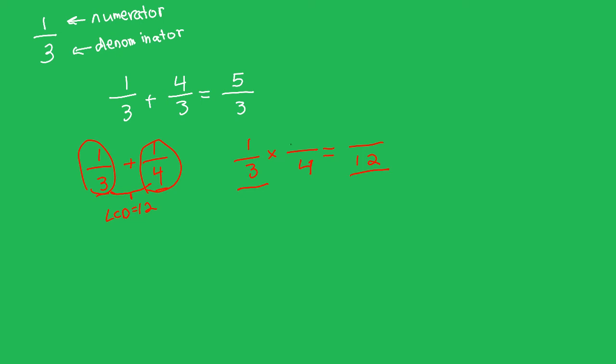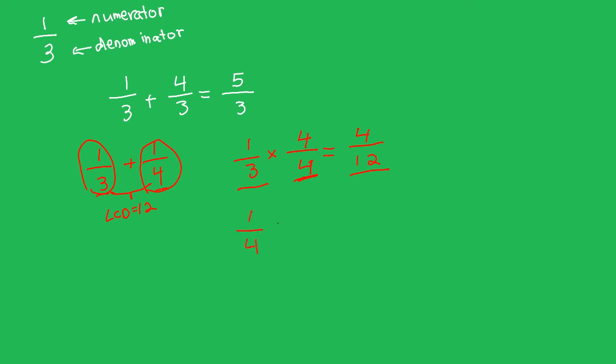Because any number multiplied by 1 is the same number, to make this second number here equivalent to 1, we have to put a 4 on top to make this 4 divided by 4, which is equal to 1. And then we multiply the numerators together to get 1 times 4 equals 4. So 1/3 is equivalent to 4/12.